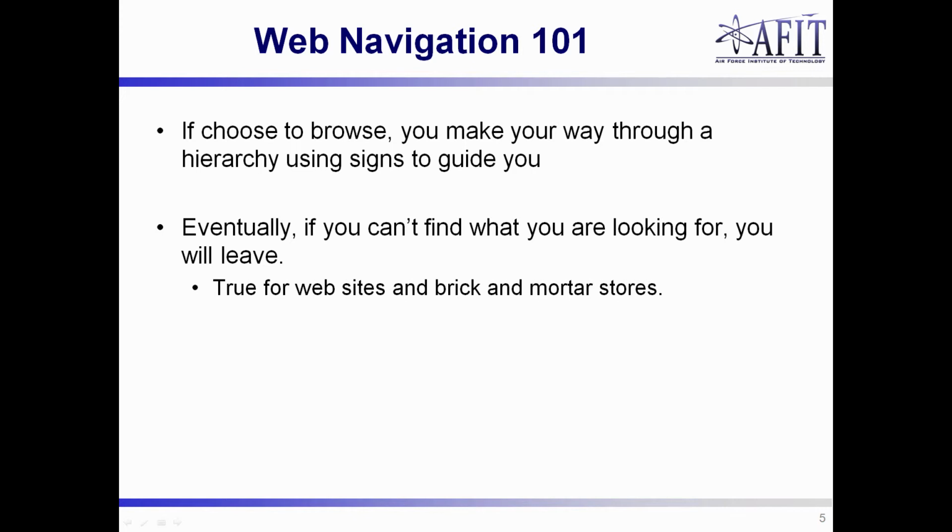If you choose to browse first, you'll do this by making your way through a hierarchy, using signs to guide you. You're going to first look at the homepage for links to the site's main sections. These are like the department signs in the store. And then you're going to select one of these main sections, and from this you'll choose from a list of subsections, which are like the aisle signs in the store. And eventually you'll get to the actual area that you're looking for, which is like finding the product. And of course, if you can't find what you're looking for, you're going to leave. So just like with brick and mortar stores, with websites, we get frustrated and we might leave, or we might just be convinced that they don't have what we're looking for, and that causes us to leave.